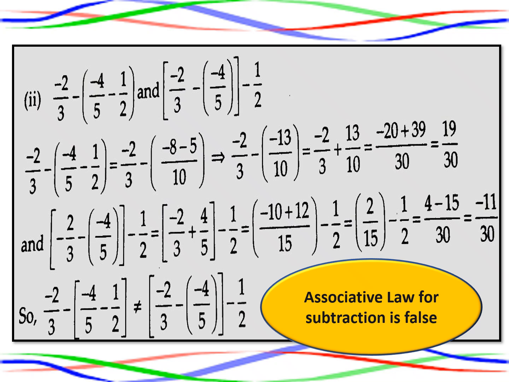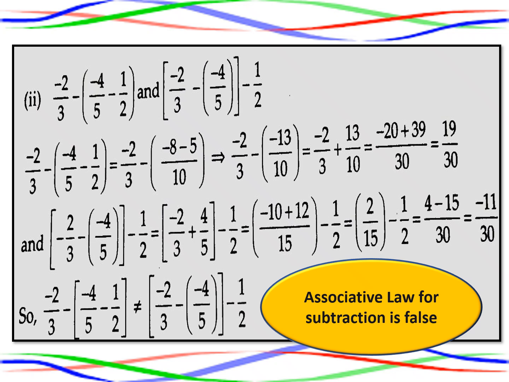So minus 4 by 5 and 1 by 2, when subtracted, the result is minus 8 and minus 5 subtracted, that is minus 13 by 10. Now this is minus of minus, minus 2 by 3 minus of minus 13 by 10. One minus is the subtraction sign, another is the sign of the rational number. So it gets plus 13, and the answer is finally 19 by 30.